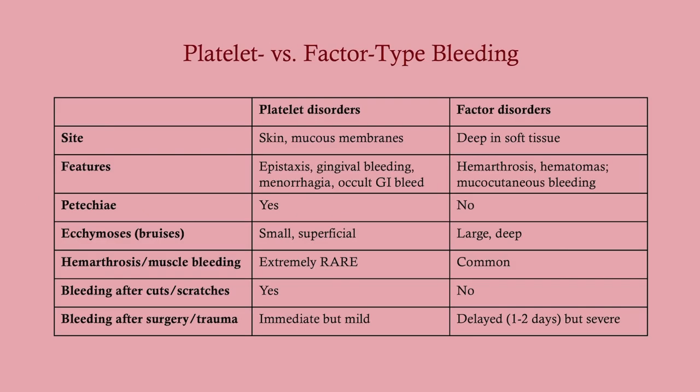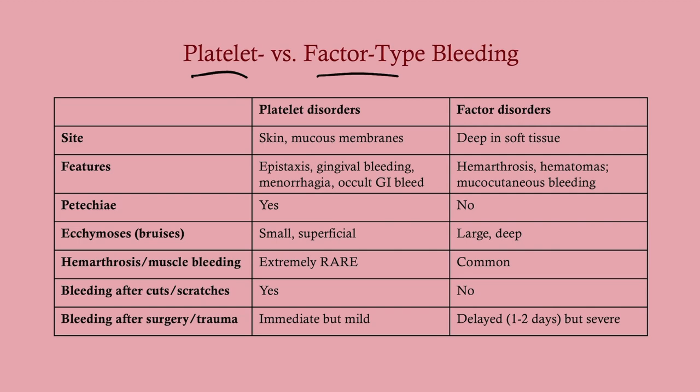This is how they manifest differently. So you should be familiar with platelet type bleeding versus factor type bleeding. They both bleed, but they manifest a little bit differently. With the platelet disorders, it's mostly superficial bleeding. So you've got thrombocytopenia, you've got von Willebrand's. It's primarily going to be bloody nose, bloody gums, menorrhagia. They may have an occult GI bleed. They can get bleeding into their skin, which causes petechiae. But for the most part, this is mild.